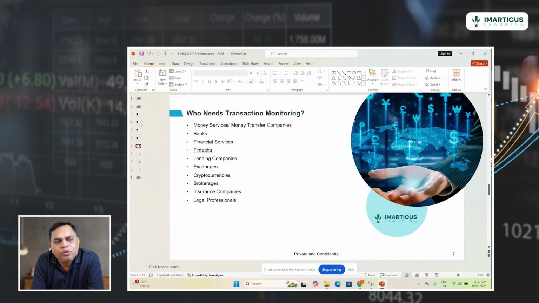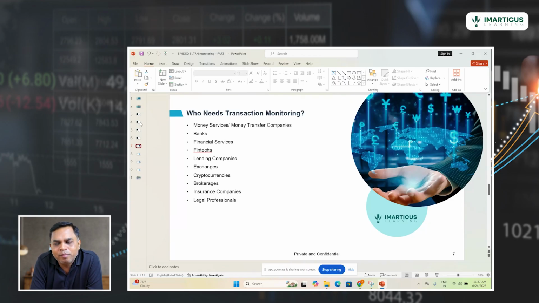Now, who needs to do transaction monitoring? As per the FATF and regulations around the world, there are some entities for which it is mandated. One is money services or money transfer companies. These are companies or entities which help clients transfer money from one location to another. The very famous example is Western Union money transfer. These companies help clients move money from one location to another.